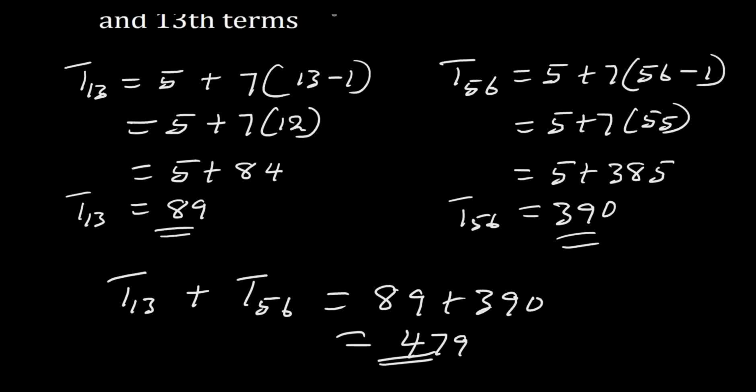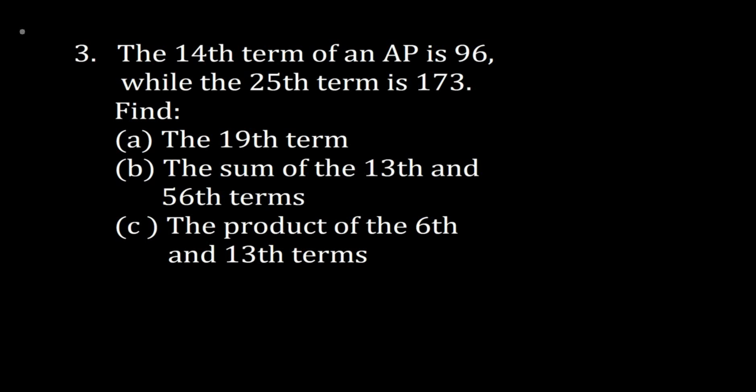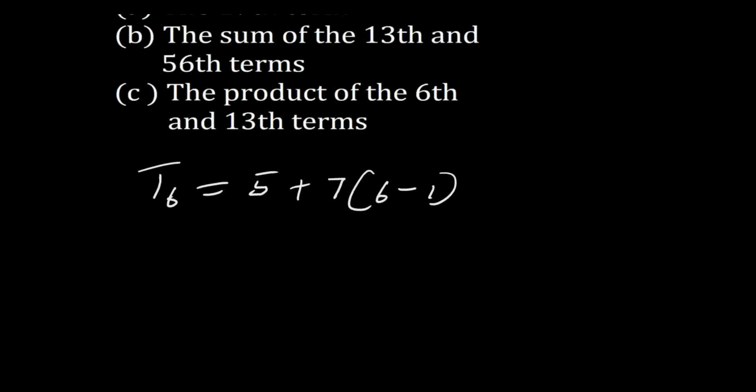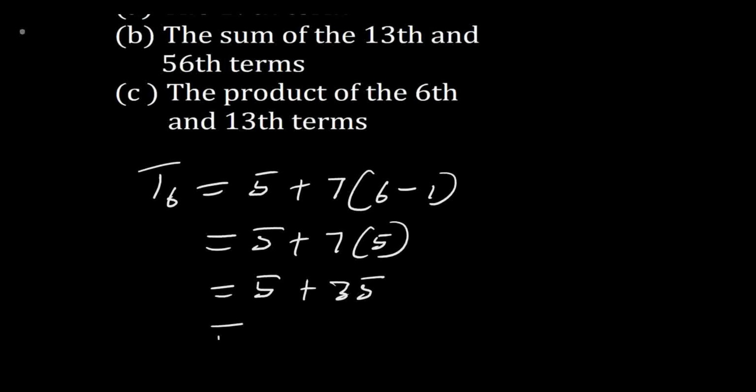All right, let's take the next question, question C: the product of the 6th and the 13th terms. All right, so the 6th term is equal to 5 plus 7 times 6 minus 1, and this will be equal to 5 plus 7 times 5, which is 5 plus 35, and this will be equal to 40.